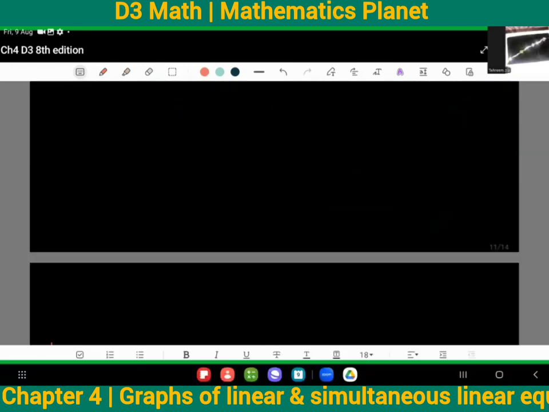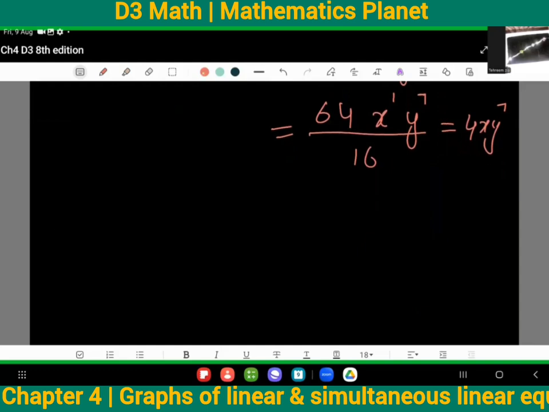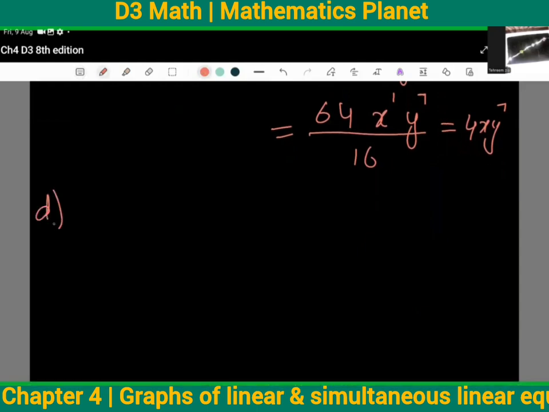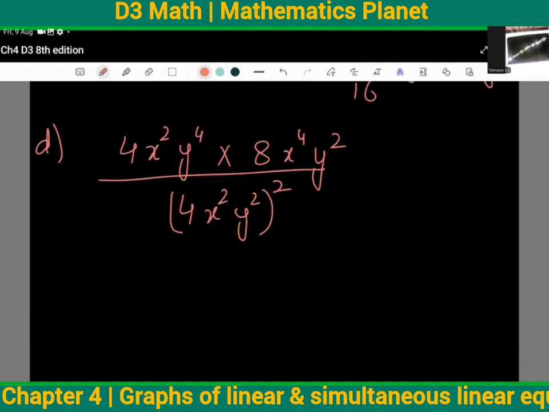Last part is left. Okay, D part. 4x^2 y^4 multiplied by 8x^4 y^2 divided by 4x^2 y^2 squared.